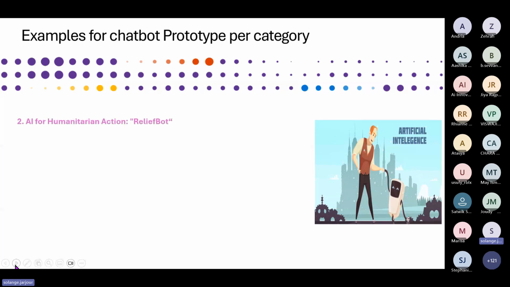We will go to the second step. The second category, AI for humanitarian action. Give me an example of a problem under this category and how we can solve it with a chatbot. Okay, I'm waiting for you.